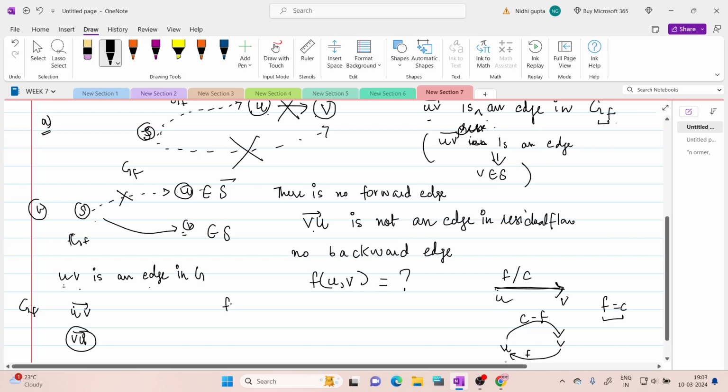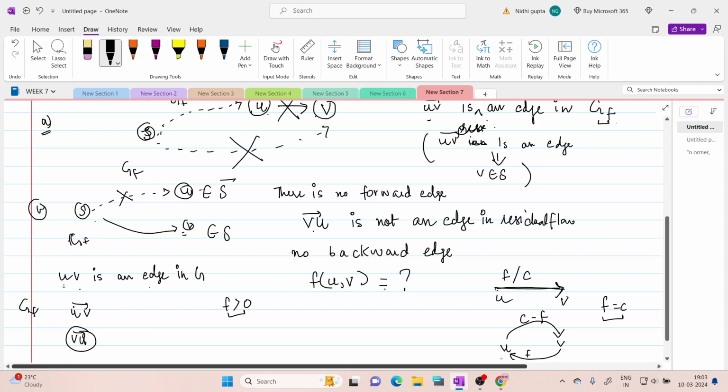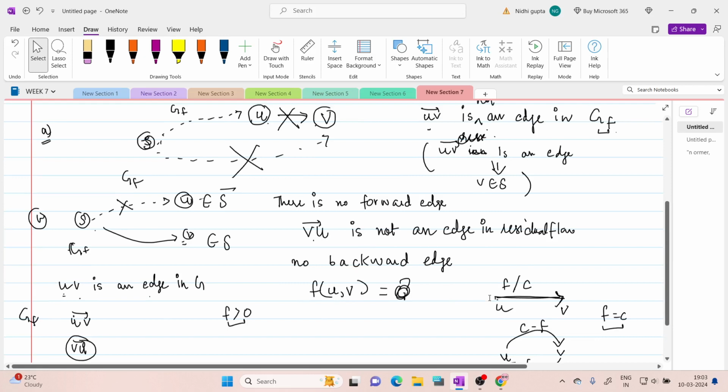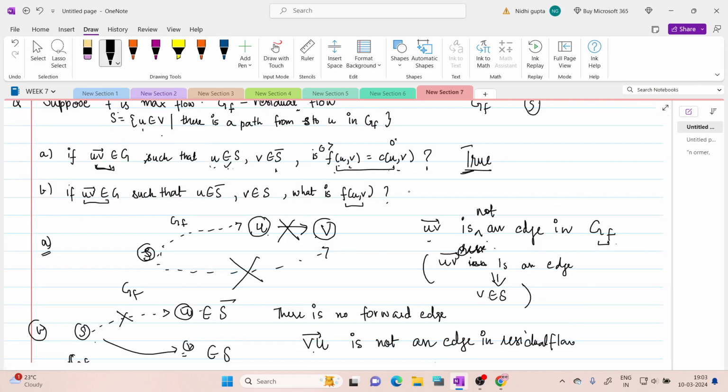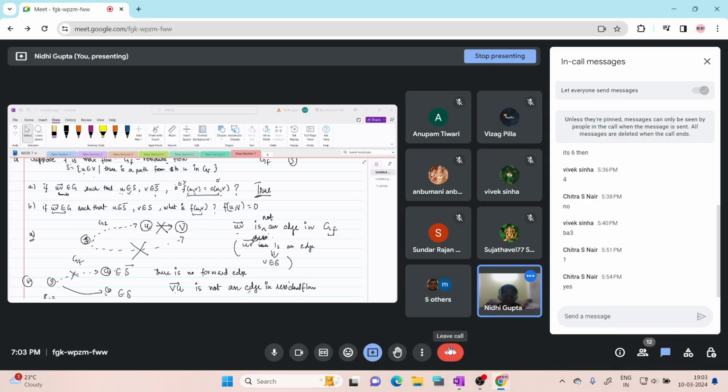If flow is greater than 0, only then we draw the backward edge. But if flow is 0, then there will be no backward edge, right? So the answer to the second question is FUV is 0, because if the flow value is 0, then there will be no backward edge. Is this clear?